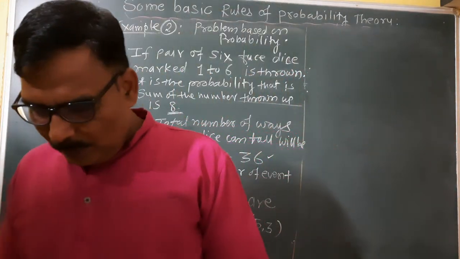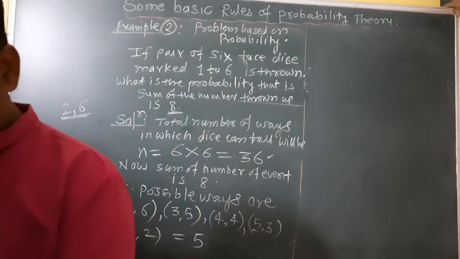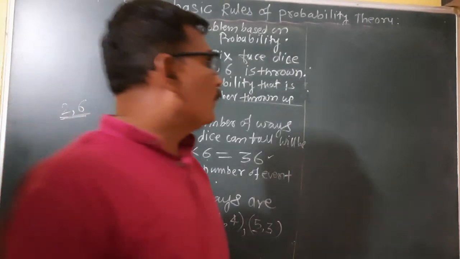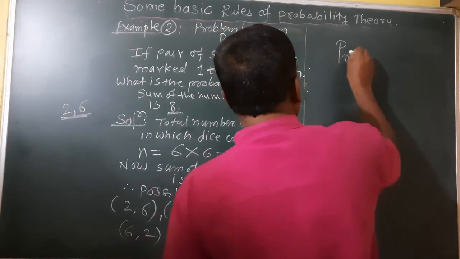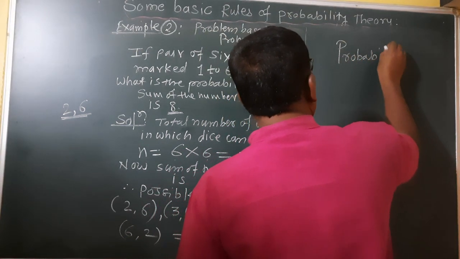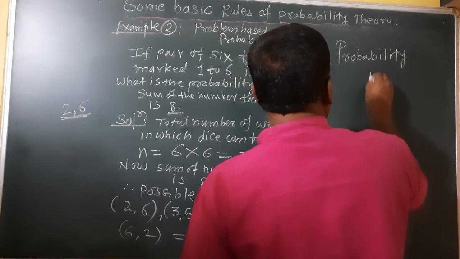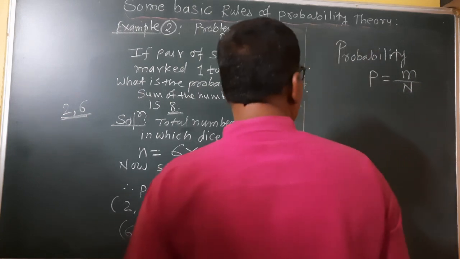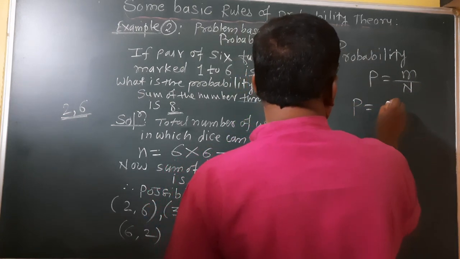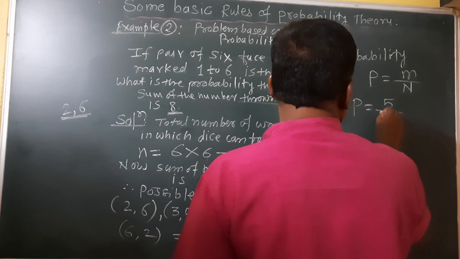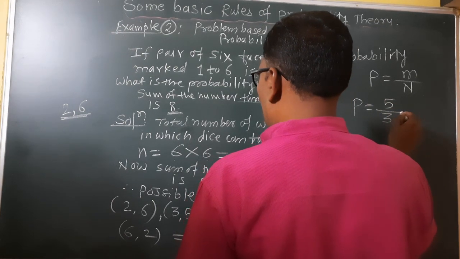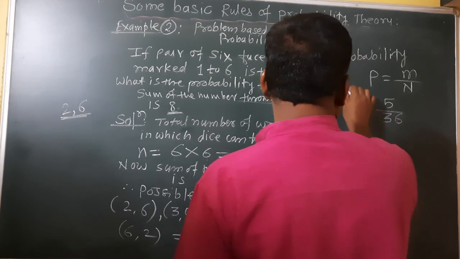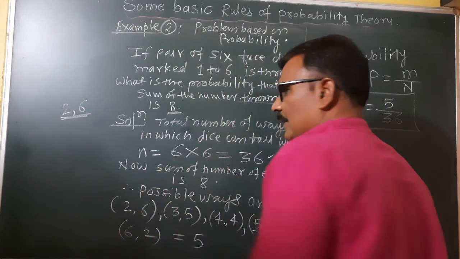After that, we obtain the probability for that event using the formula for probability, P is equal to m upon n. Now what is m here? The number of ways, that is 5 ways. And n, the total number of ways, is 36. And the answer is 5 upon 36.